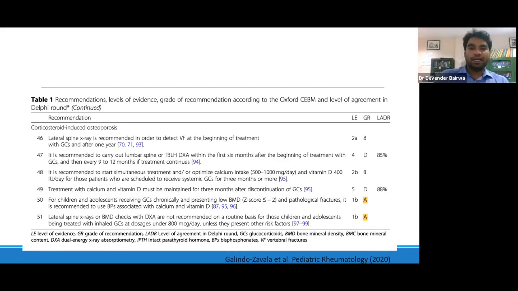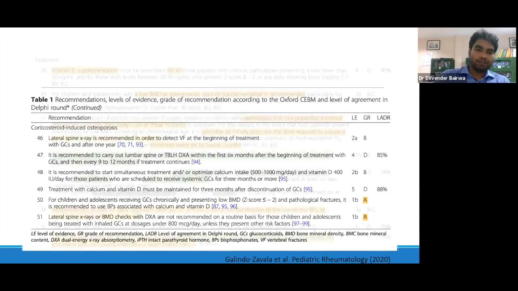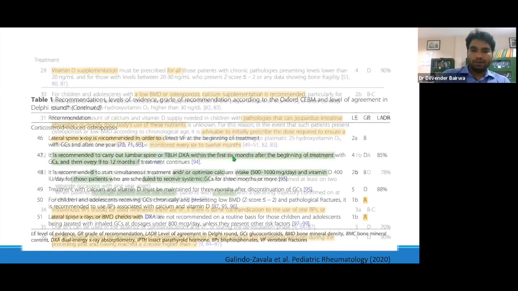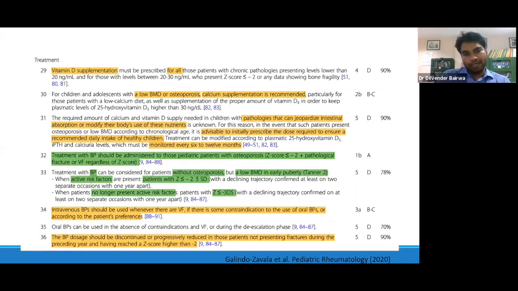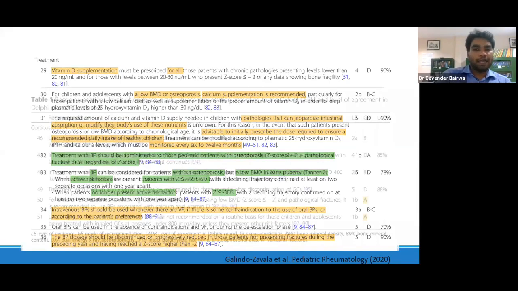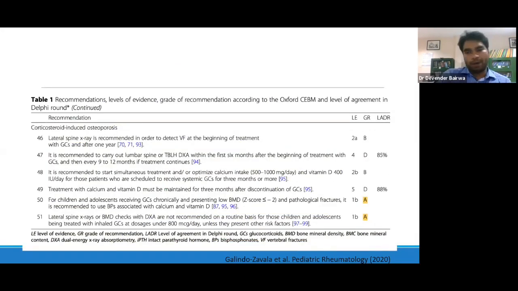So these are the two recommendations, and then treatment for these points: presence of either a vertebral fracture, or a Z-score less than -2 plus any pathological fracture, or a risk factor along with reduced BMD less than -2.5, or if BMD is less than -3. In these four conditions, you can think about treating these patients. So these are the recommendations as far as the pediatric population is concerned. Apart from this, there are no other guidelines for the pediatric age group.